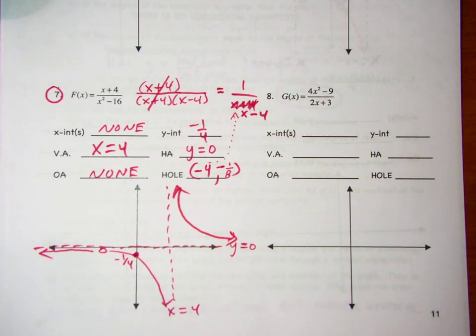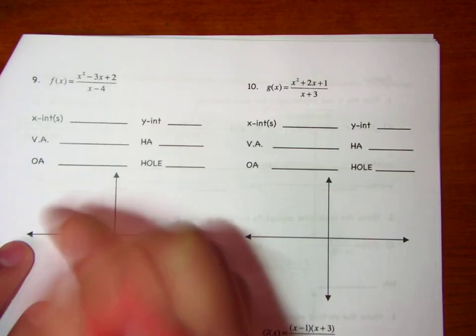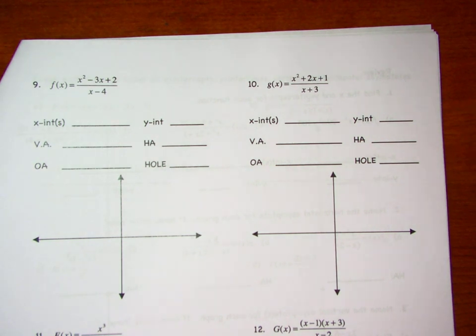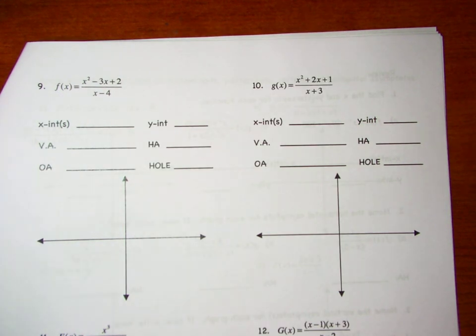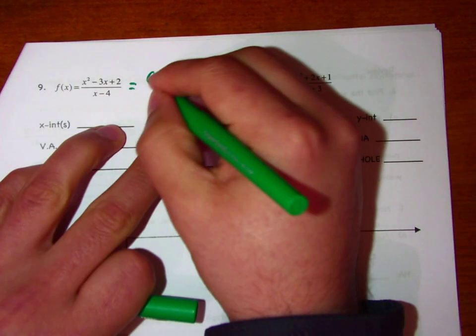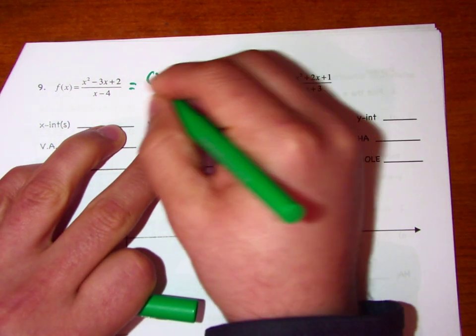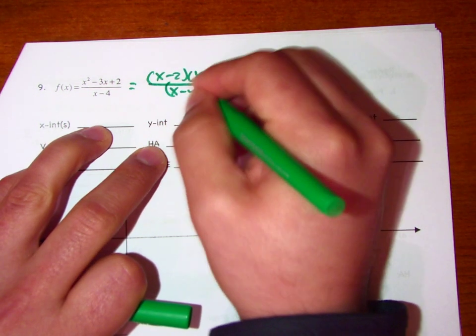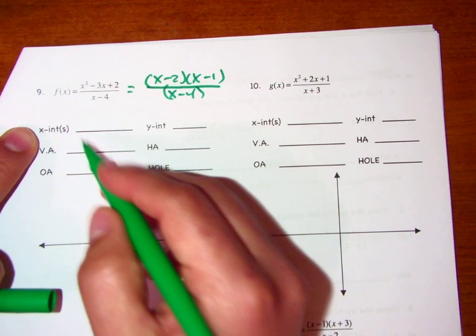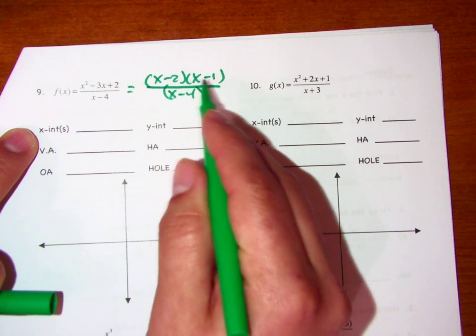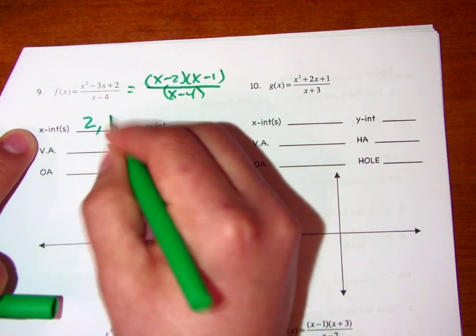All right, let me do one that has an oblique. Let's do number 9. Hopefully now as we do more of these together, you kind of get the hang of this. We're going to factor. So this will be x minus 2, x minus 1. There is nothing that will cancel here. And again, now we just find all the details. So x-intercepts: look at the numerator, set it equal to 0, and you get x equals 2, and you get 1.